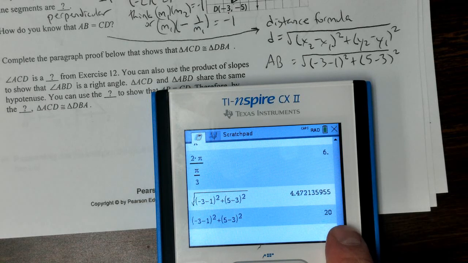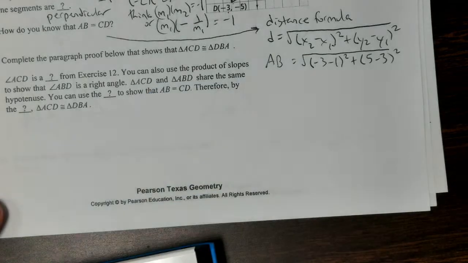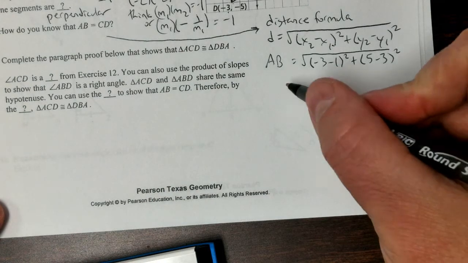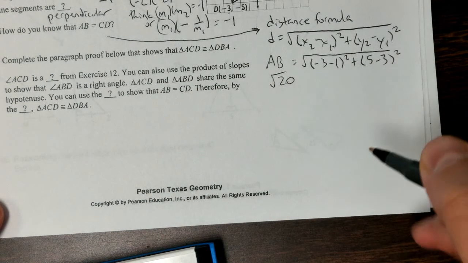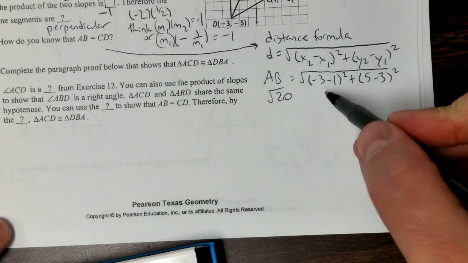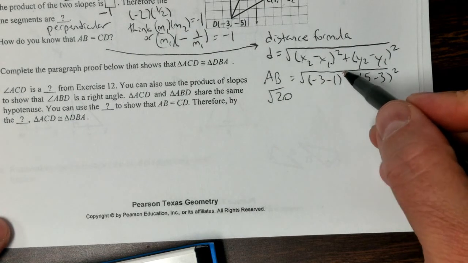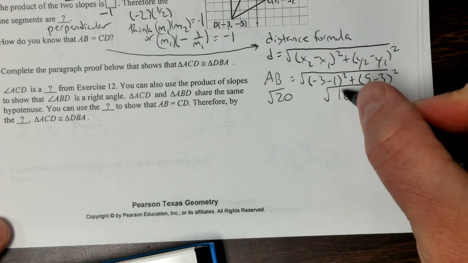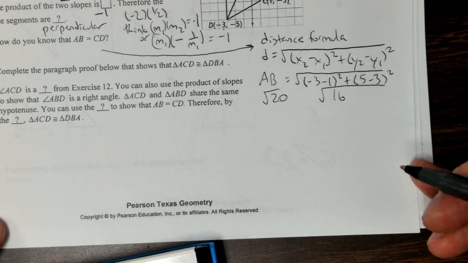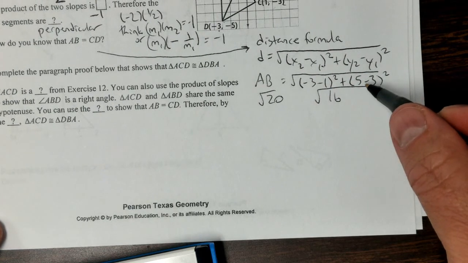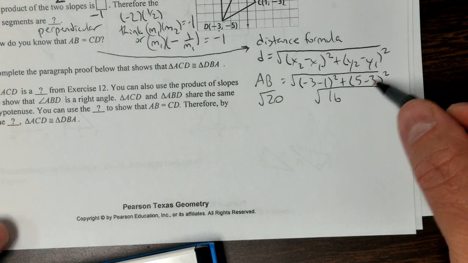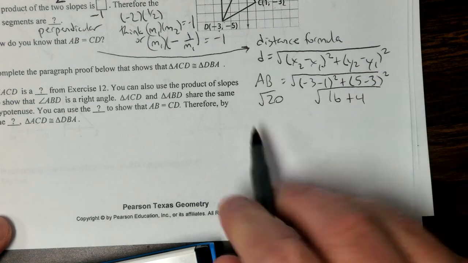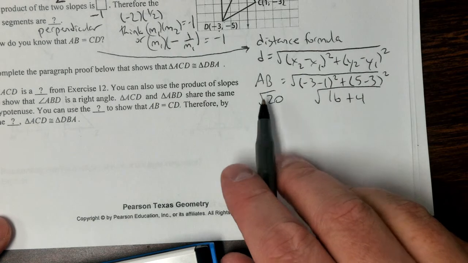And so you get 20. So that's what I would recommend. If you'd rather work it individually, you could say -4 squared, which is positive 16, because it's -4 times -4. And this one would be 2 squared, which is 4. So you get square root of 20.